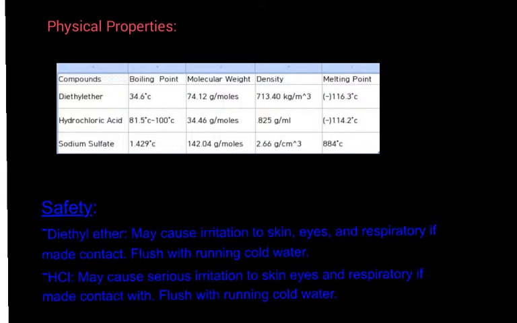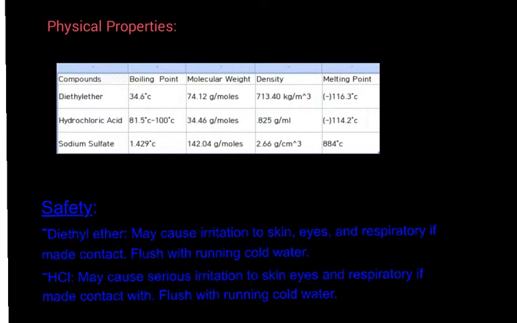And here's a chart of the physical properties of the chemicals we are about to use. The diethyl ether has a boiling point of 34.6 degrees Celsius, a molecular weight of 74.12 grams per mole, a density of 713.4 kilograms per meter cubed, and a melting point of negative 116.3 degrees Celsius.